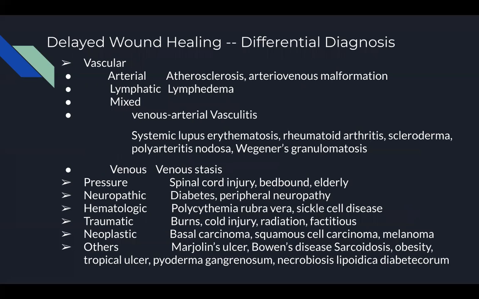Next one. And the differential diagnosis: vascular problems like arterial or mixed venous and arterial disease may cause a skin ulcer, or there's pressure or neuropathic or trauma, or the patient has some special disease that causes a skin ulcer, which is different from delayed wound healing. That's it. Okay, I'm good.